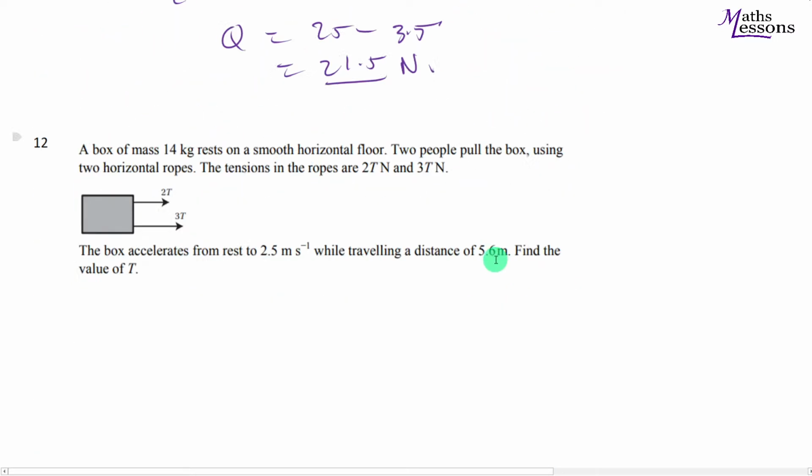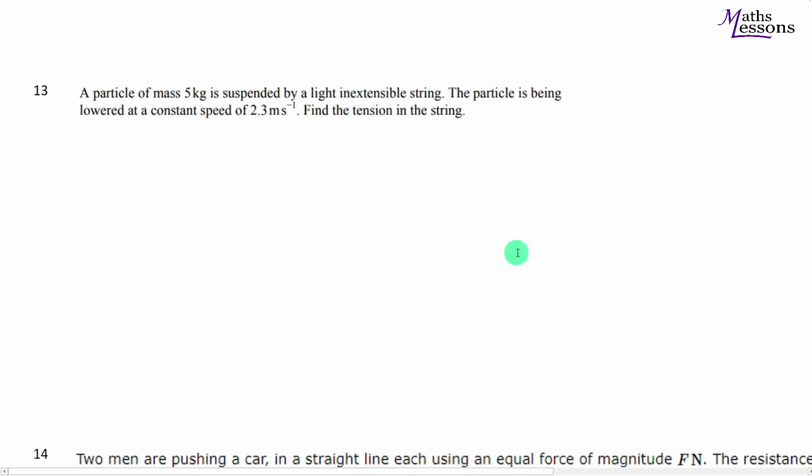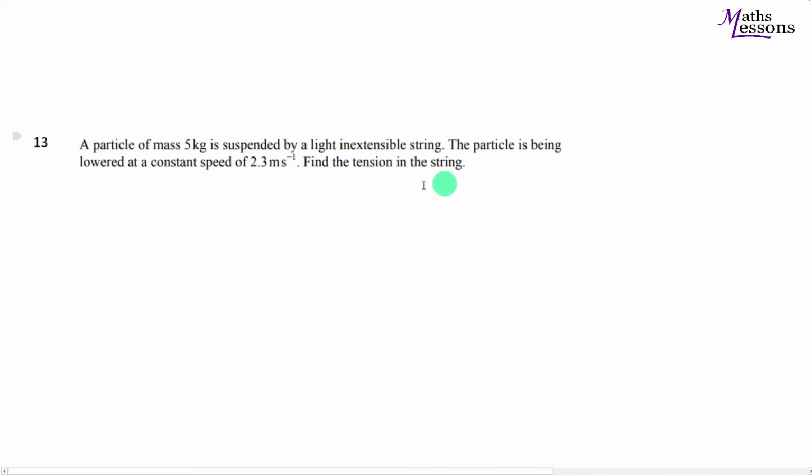Right, next one we're going to have a look at is question 13. Here we go. A particle of mass 5 kilograms is suspended by a light inextensible string. The particle is being lowered at constant speed. We will be taking gravity into account in this question, and you can just use g for gravity. Give your answers in terms of g. I'll give you 60 seconds to finish that off now.